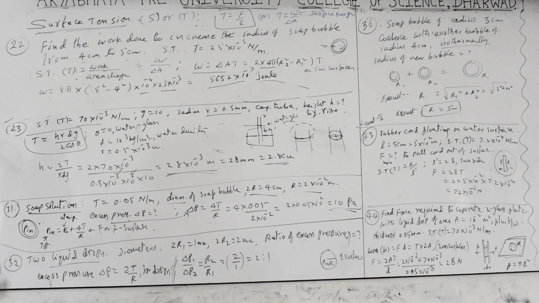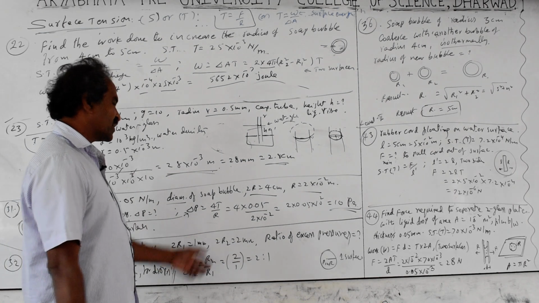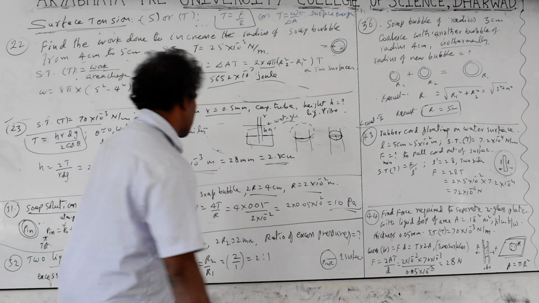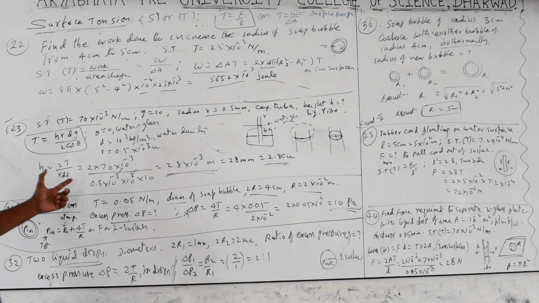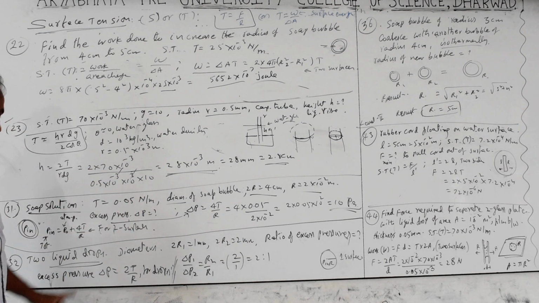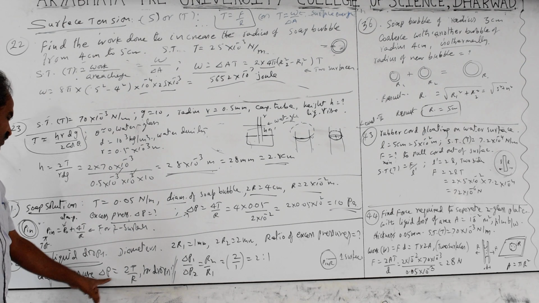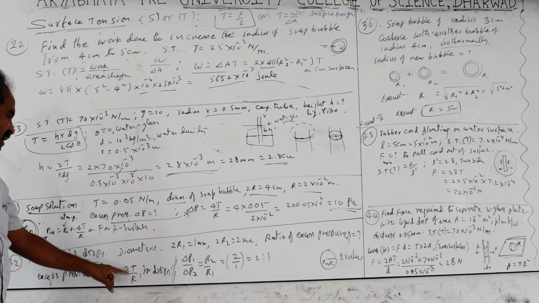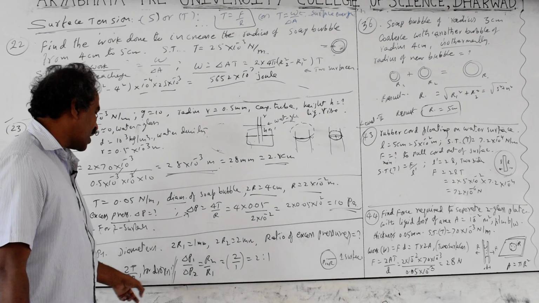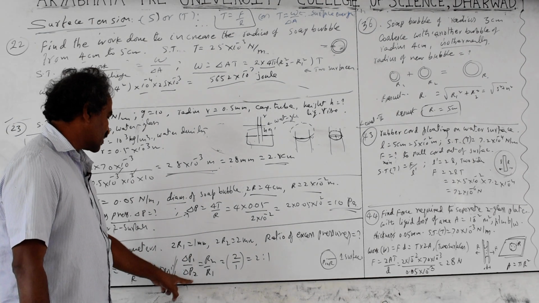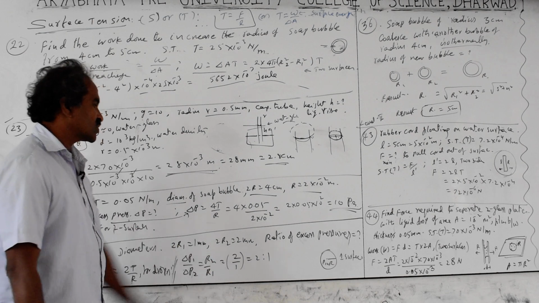Next, question number 32. Two liquid drops of diameters 2R1 and 2R2 are given. Diameter ratio is equal to radius ratio. What are the excess pressures? It is related to liquid drops or soap bubbles. Excess pressure is inversely proportional to radius only. For liquid drops, excess pressure equals 2T by R, but the surface tension is the same for the same liquid, so pressure is inversely proportional to R. So dP1 by dP2 equals R2 by R1, which is equal to 2:1.